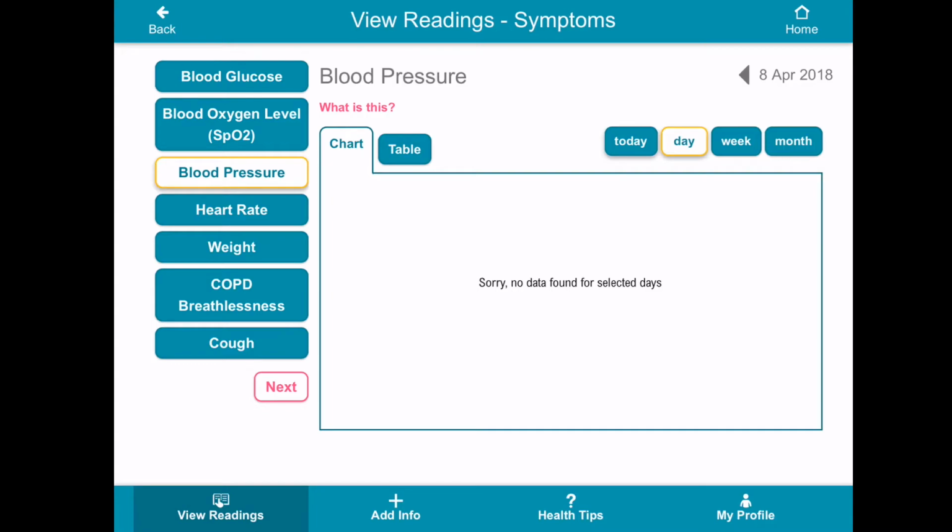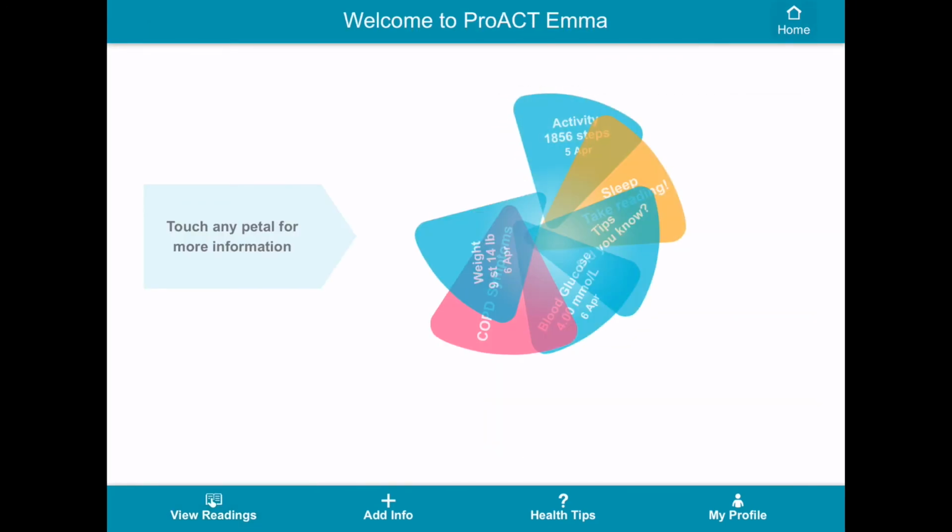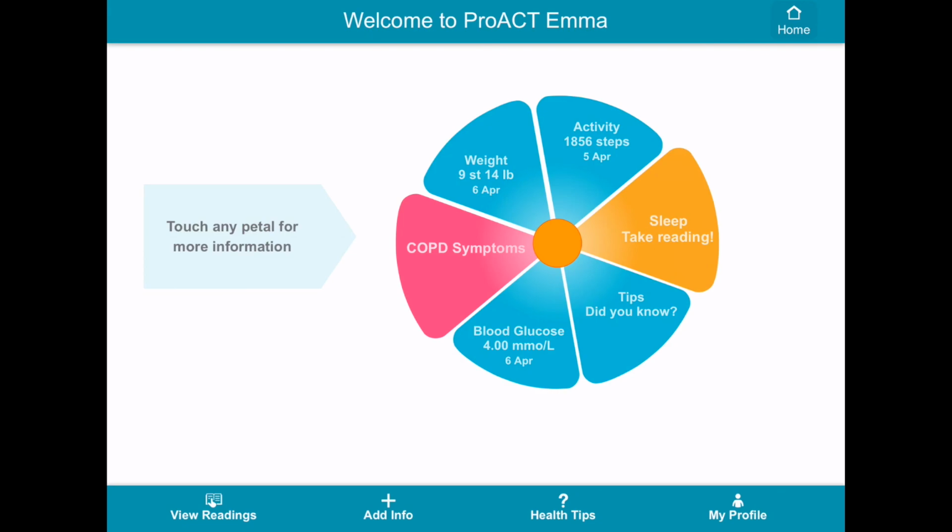Just press Today and you will see that the Day button returns to white and you would be looking at today's readings or measurements. Now that we have guided you through this section, we recommend that you press View Readings once again and press the other options you have: Symptoms, Sleep, Question Responses, and Reflections. While the data, that is your readings and measurements, will be different, you will use it in the very same way as shown here. When you are done with this screen, you can press the Home button to return to your flower, or if you're done using ProAct completely, just press the Home button on your iPad.